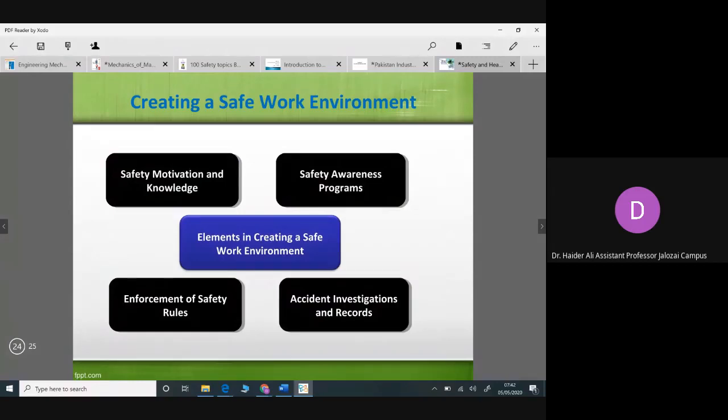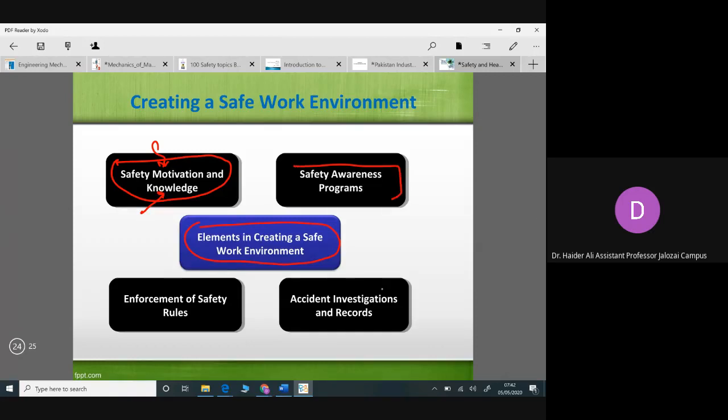So what are the elements in creating a safe work environment? Safety, motivation, and knowledge. The first thing is that you are motivated to make sure the workplace is safe, and you have the knowledge and training about what a safe work environment means, the associated hazards of your workplace, and the severity of the risks associated with those hazards.